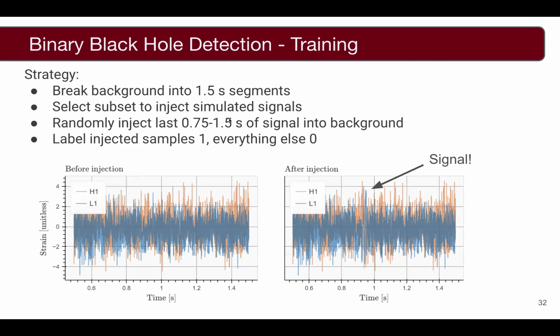We randomly select a subset of these background segments to add these simulated signals into. And we add the last portion of a signal, where it's the loudest, into the background. Everything that gets injected is labeled as a 1. Everything else is labeled as 0. So signal or background. And this is, I hope, visible enough from there, but there is a chirp-like signal here, after adding signal into this background data.